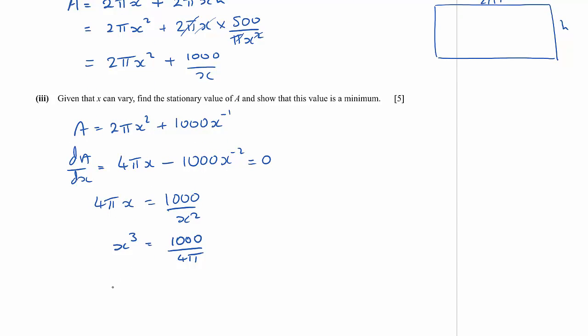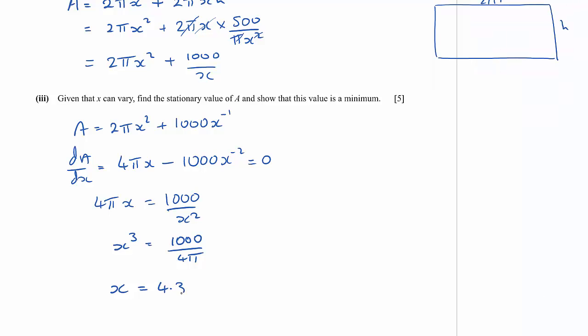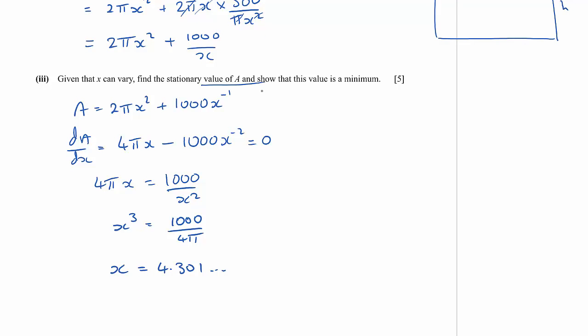So x would be, we're only really going to get a calculator answer out of something like that, I think. So we want the cube root of 1,000 over 4 times pi. So that's 4.301. And it was the stationary value of a.